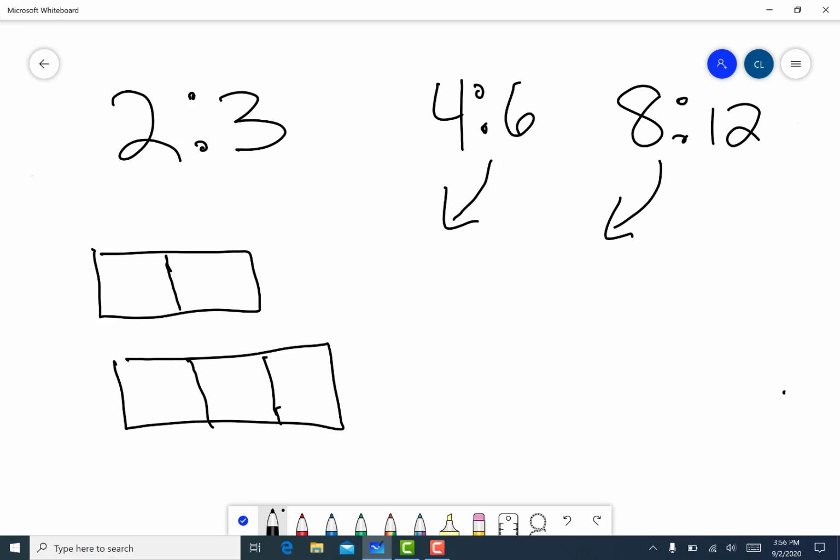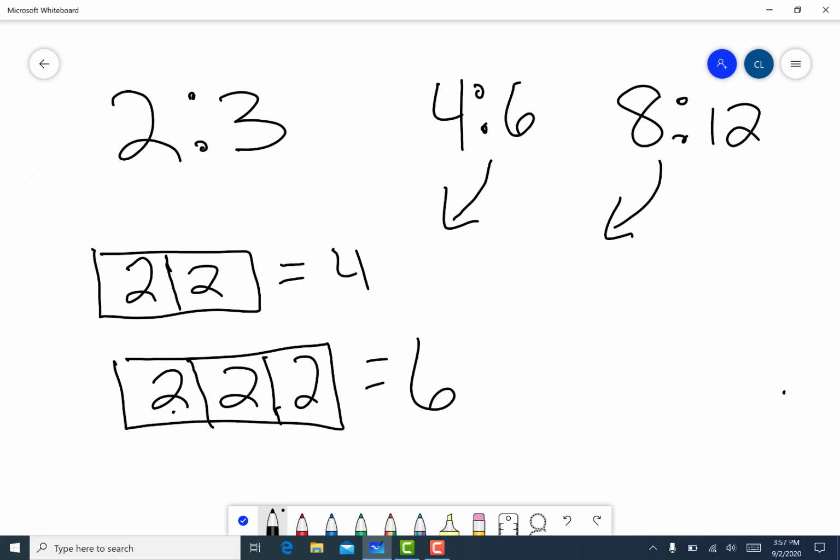Okay, so let's look at 4 to 6. Can this equal 4 and this equal 6? What would each box represent? Each one can represent 2. It's equal to 2. And then you have 2, 4, 6, and 2, 4. So we just proved that 4 to 6 is equivalent to 2 to 3.